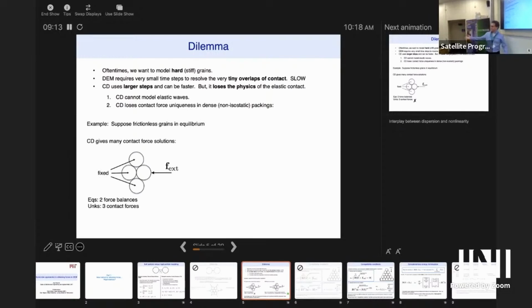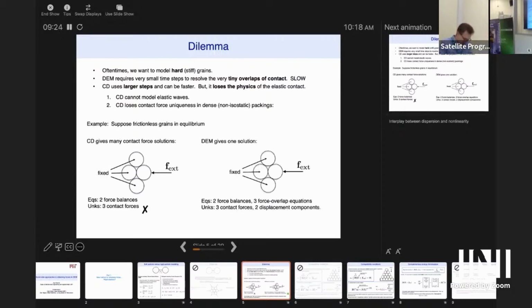When you run a contact dynamics solver, it literally just finds one of them and says, how about that one? And moves on to the next step. So the problem is there's no uniqueness of the force there. Now, why is it then that if I switch to DEM, I get unique forces?